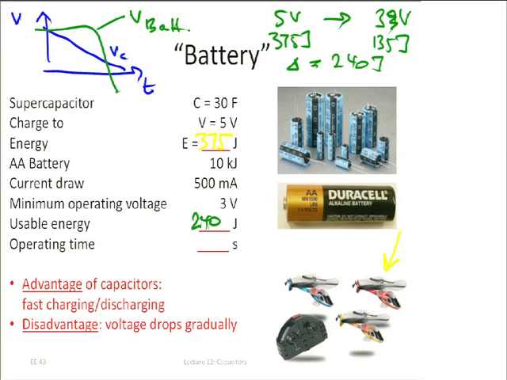Okay, and so how long is it going to operate off the 240 joules? How would you figure that out? Well, we are drawing half an amp. So we would divide the energy by the current.